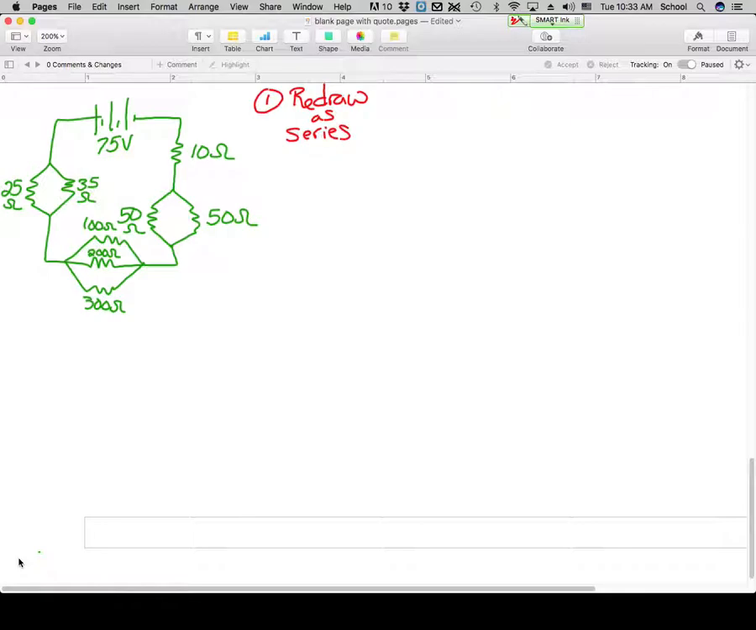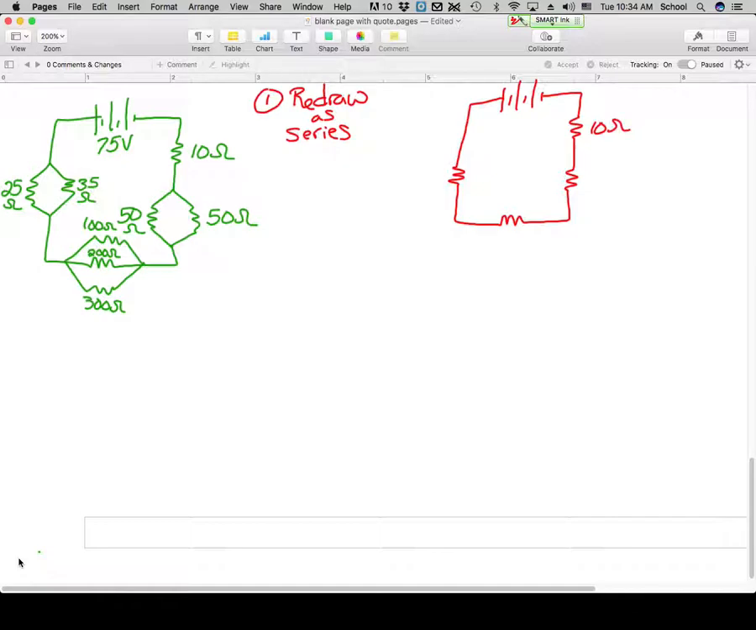First, we want to redraw it like it's a series circuit. And you say, why? Because that's the easiest way to do it. So what we're going to do is just pretend each parallel branch is one resistor. Then you add up the resistors. Well, this one was just 10 ohms to begin with, so that one's easy.